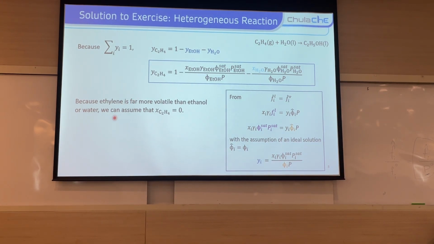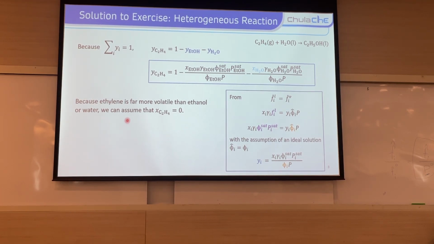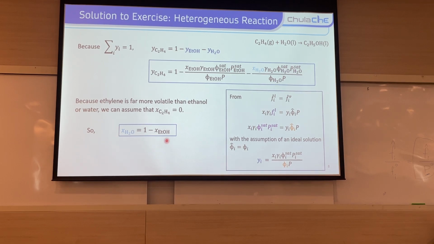As I just told you, in a real situation the ethylene is very difficult to condense and it is more volatile compared to the water and ethanol here. So we can assume that the mole fraction of ethylene in the liquid phase is equal to 0. It means that there is no ethylene in the liquid phase. If so, we can write the mole fraction of water equal to 1 minus the mole fraction of ethanol.